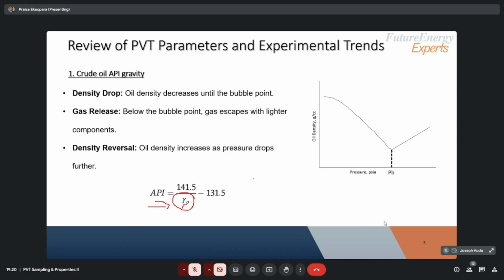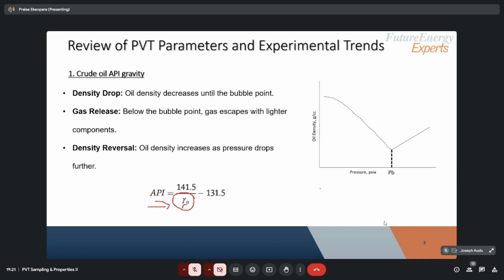And how API works is that the higher the API value, the less dense the oil is. So an API with a higher value is lighter compared to an API with a lower value. Let's just leave it at that for now so that I won't go too in depth.